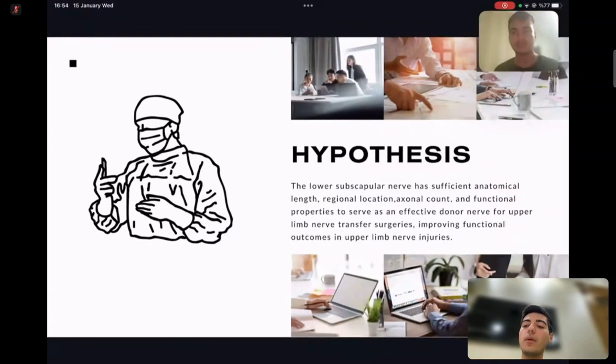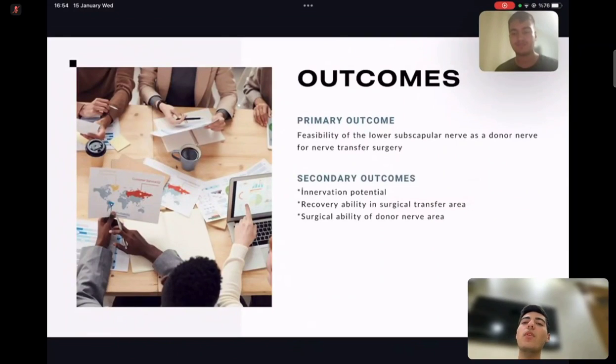In order to confirm this hypothesis, we'll use anatomical structure and anatomical length measurements and histological techniques like axonal counts and so on. And my friend will continue to talk about our research project too. And thank you for listening to me. We can switch to Murad's part.